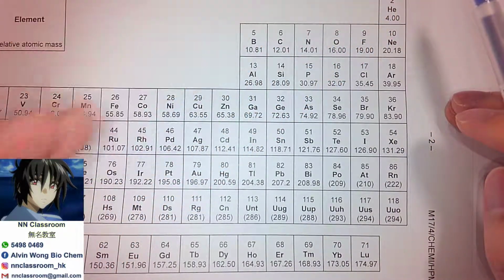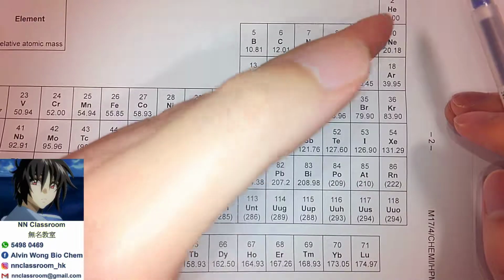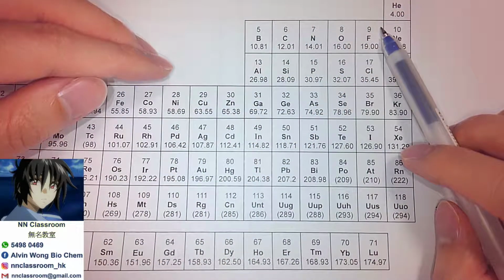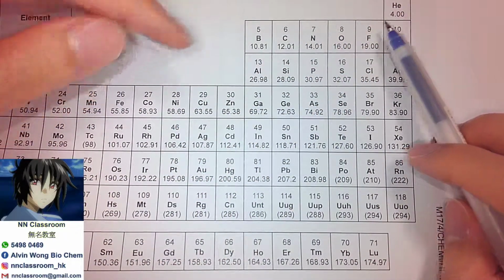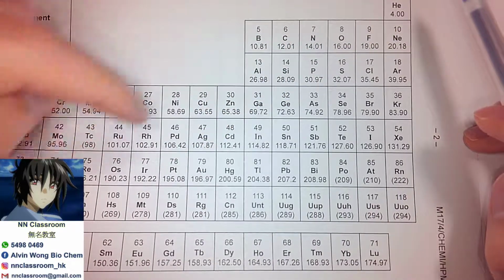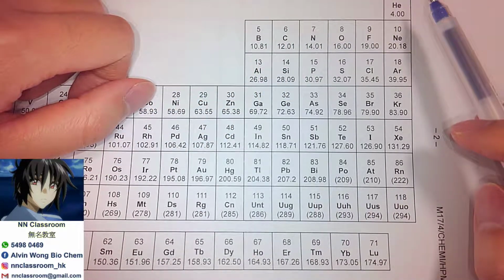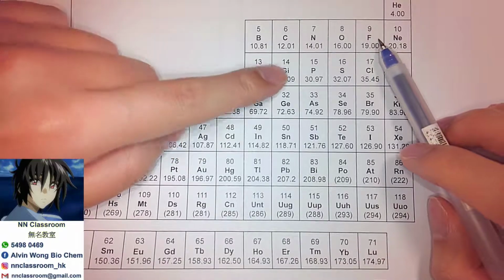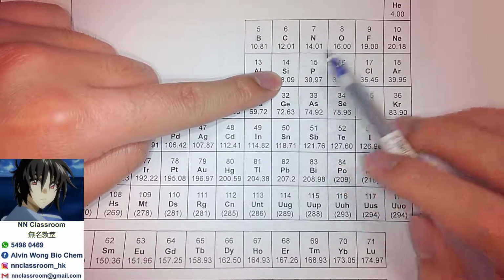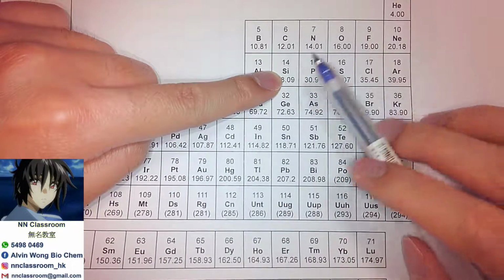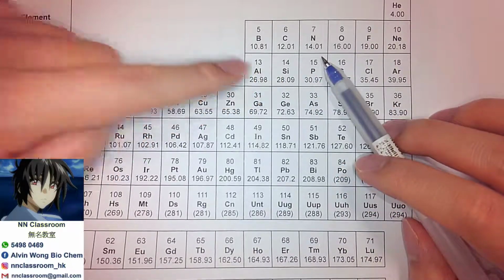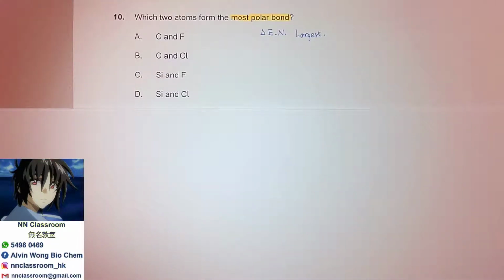As mentioned before, the more you go to the top right hand corner, the higher the electronegativity. In other words, the more to the bottom left hand corner, the lower the electronegativity. So in this case, fluorine and silicon are going to have the greatest difference of electronegativity of any of the choices. So obviously the answer is going to be C.